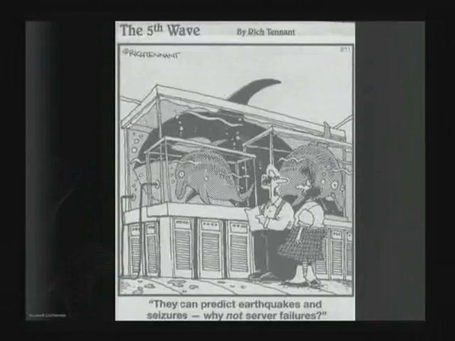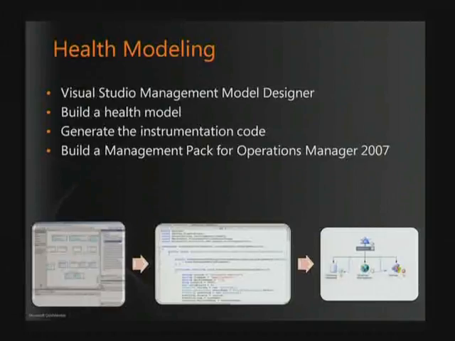Health modeling. A few years ago, we started talking about our initiative called DSI, Dynamic Systems Initiative. And we talked about how we'd build models, and then we'd manage things based upon these models. And then we said it was a 10-year plan, and then we kind of went away. On the IT Pro side, we've done lots and lots of things with System Center and all those kinds of products. But we haven't really given you very much on the dev side of things.